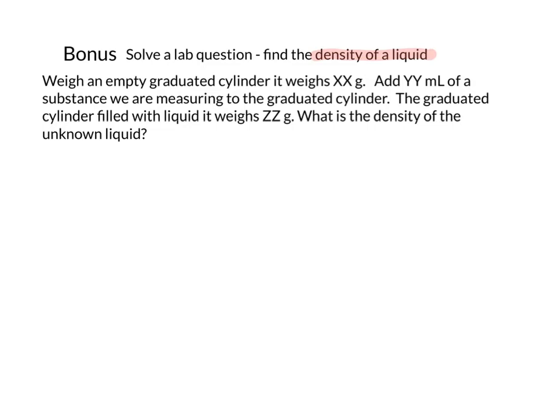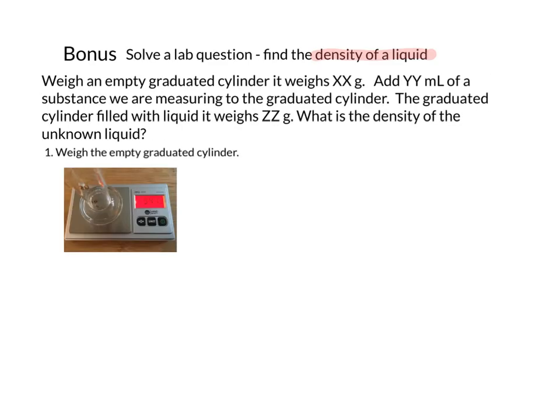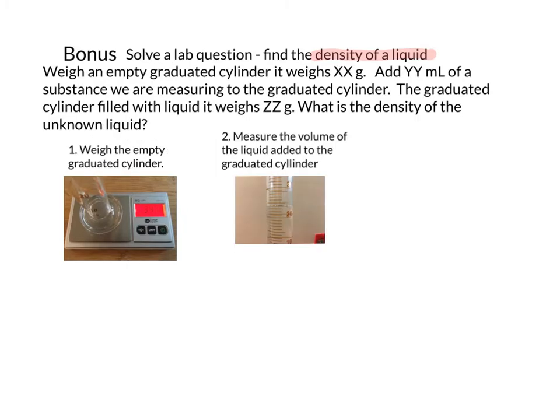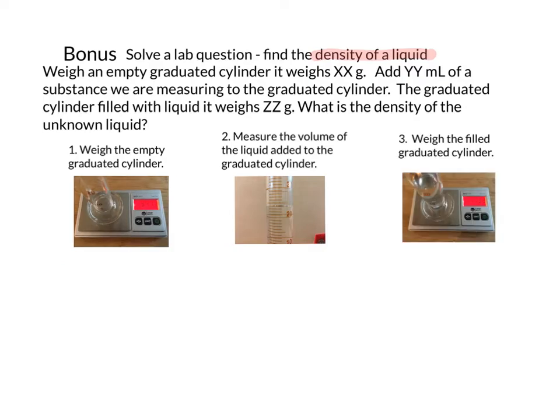So what we do instead is we first weigh the empty graduated cylinder, find out its mass, then we're going to add the liquid into the graduated cylinder, and then after that we'll find out the mass of the graduated cylinder plus the liquid. Then you just subtract out the mass of the graduated cylinder from the mass of the graduated cylinder plus the liquid, and we find out the mass of just the liquid. And now you just do a regular density calculation.